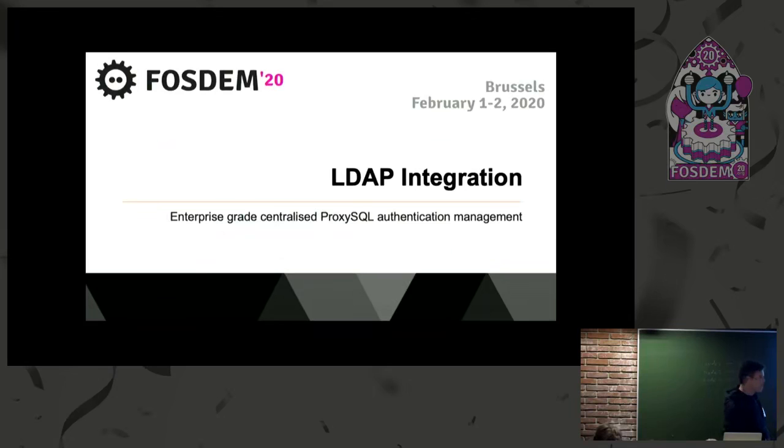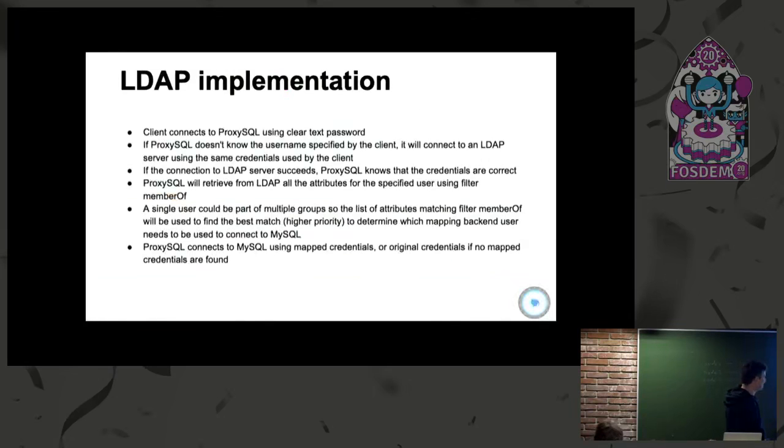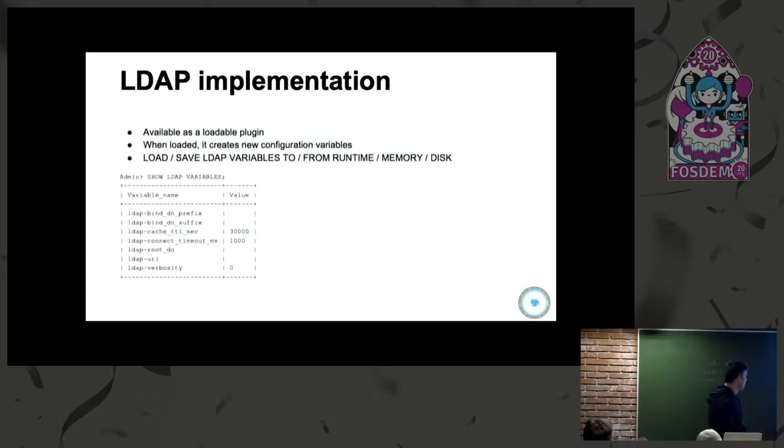So LDAP, I don't want to talk about this too much because the implementation is still rudimentary, but there's going to be a lot of active development on LDAP in the next few months. The way it works is a client will connect to ProxySQL and try to authenticate. If ProxySQL doesn't find those credentials within its own list of users, it will connect to LDAP and try to authenticate. It will check multiple groups and try to find that user.